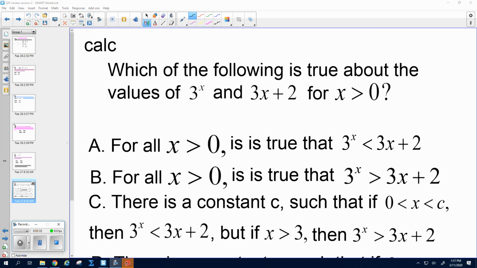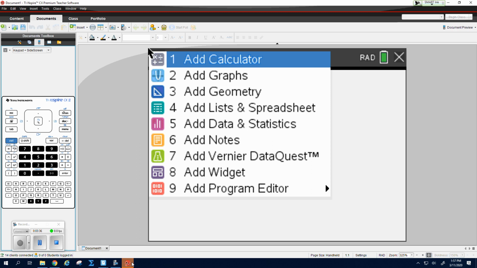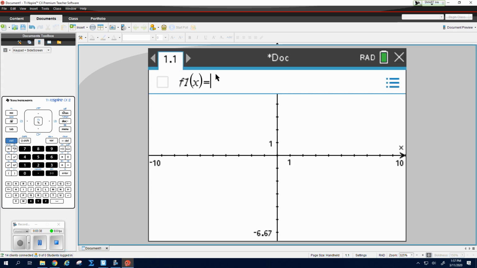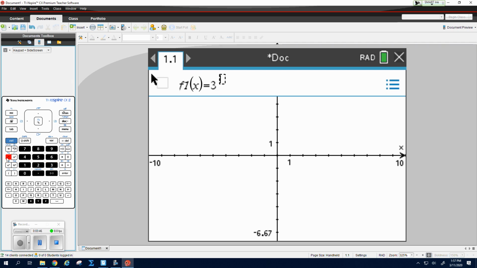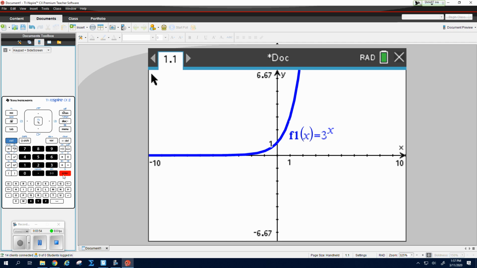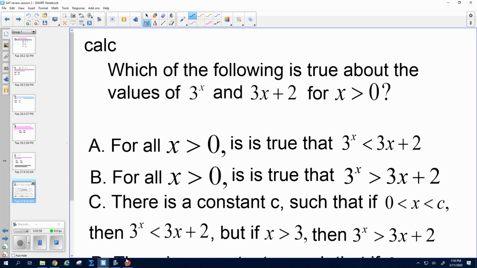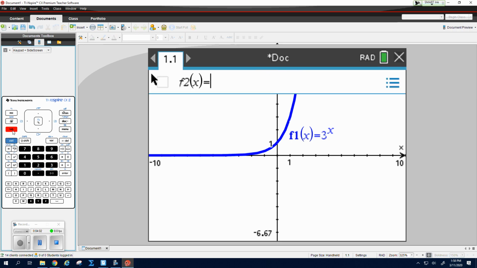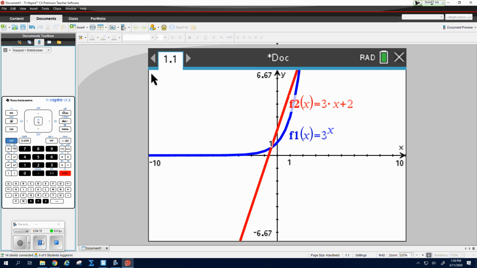So go to your calculator. Go to add graphs. And there's calculators up here, yep. And you're going to type in 3, and this little caret key is your exponent to the x. Press enter. So that's an exponential graph. Okay. The other one is a line, 3x plus 2. So I'm going to press tab, and I'm going to type in 3x plus 2. And I'm going to graph the line. And I'll give you all a minute to make sure you have that graphed.